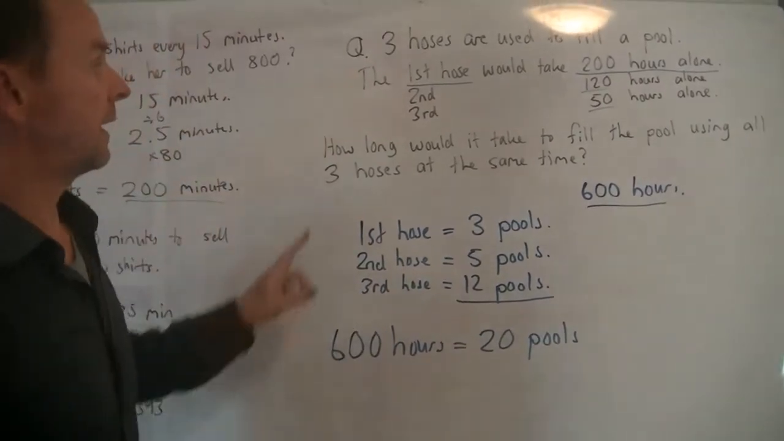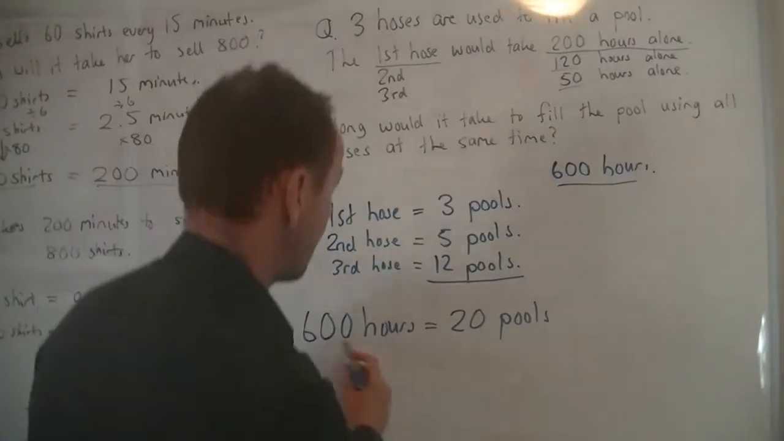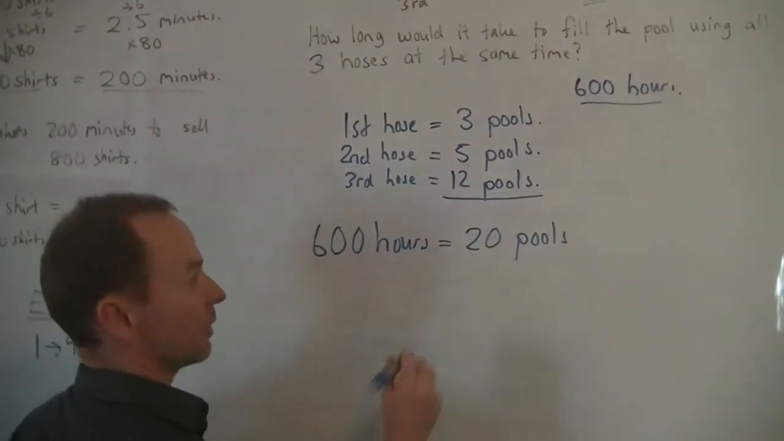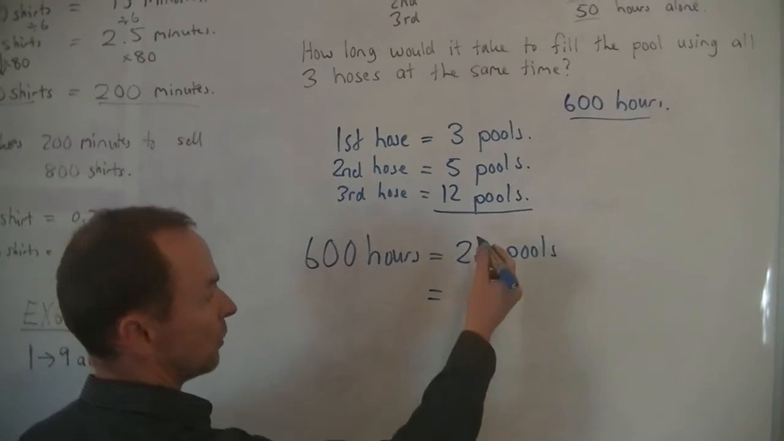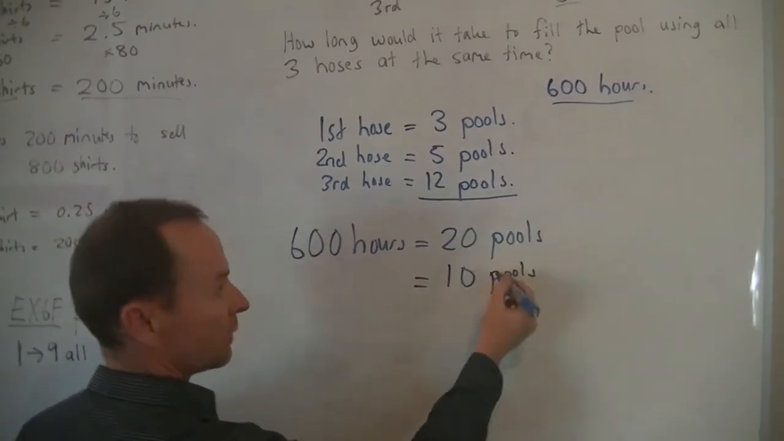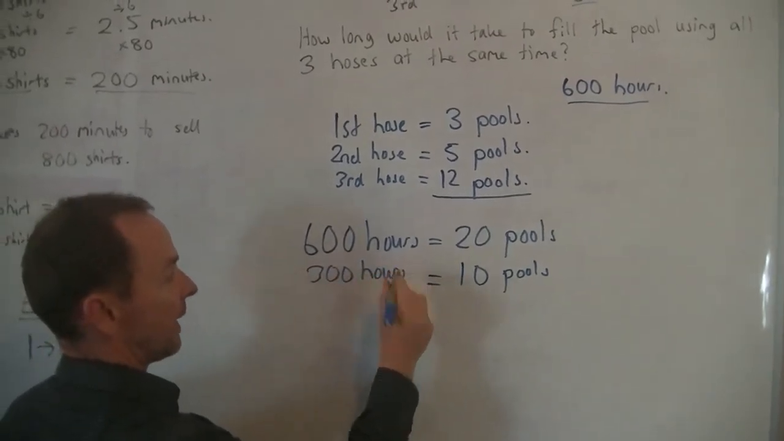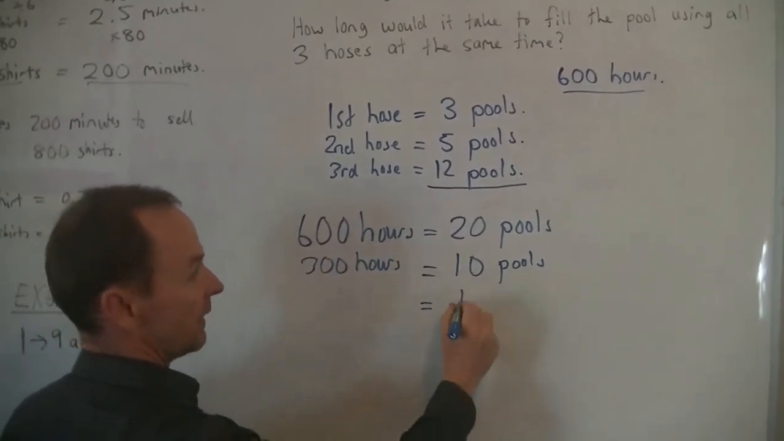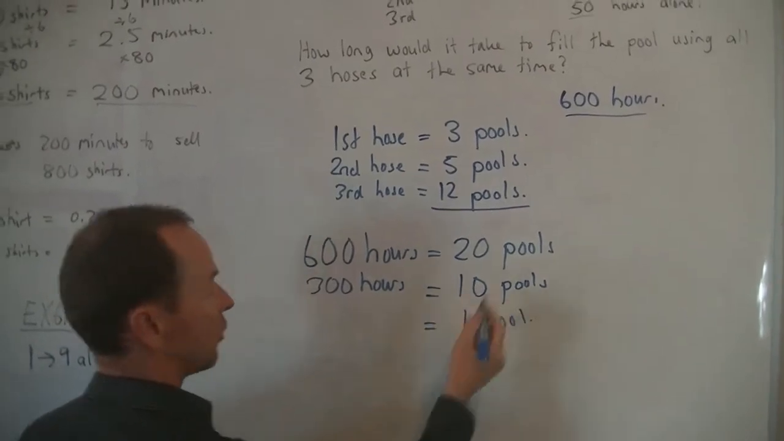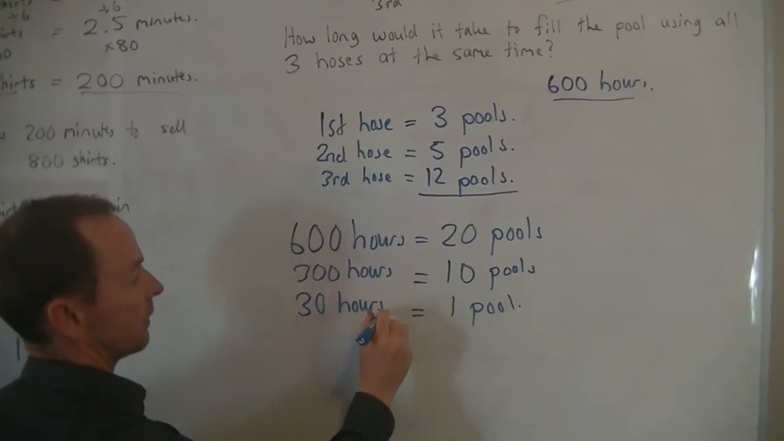Now the question said, how long would it take all 3 of them to fill up one pool? So now we've got our information, we need to get this to one pool. If you want to do it in steps, you can. Let's just say 10 pools. We divide it by 2, so that would be 300 hours, and then we divide it by 10. So one pool, divide that by 10, is 30 hours.